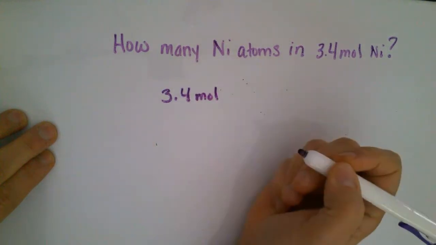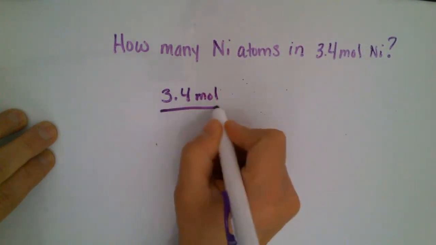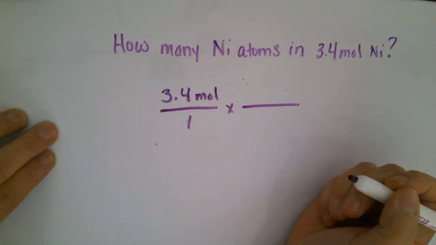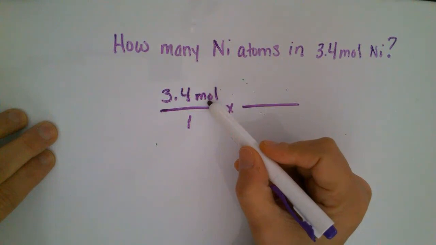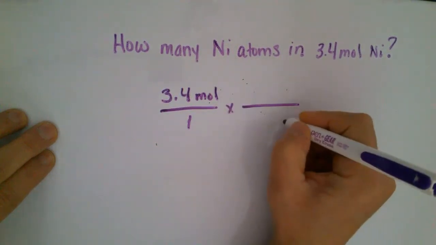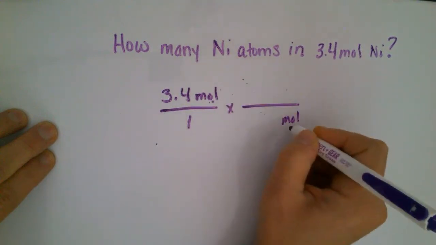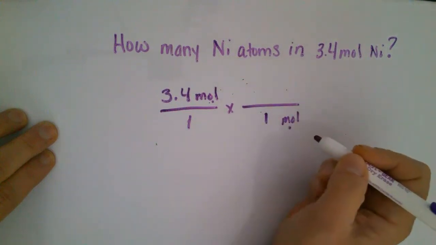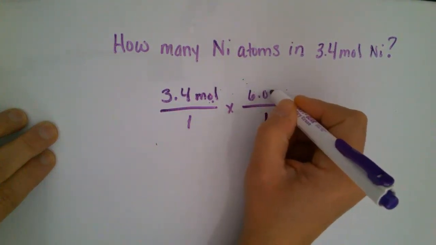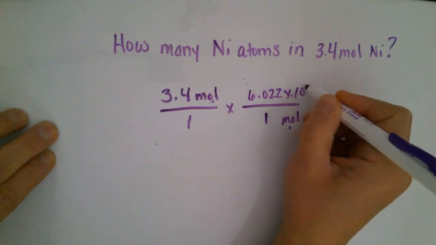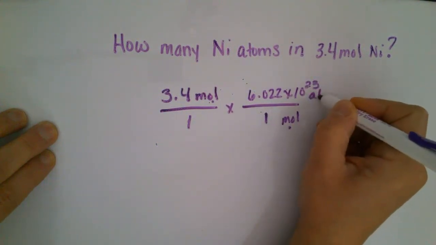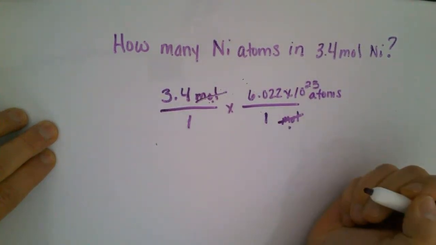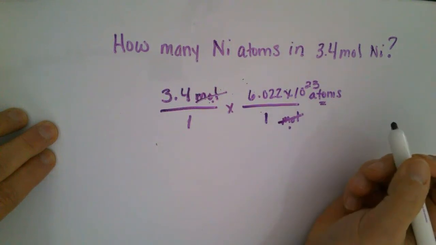So always start with what you have. We have 3.4 moles. I always put the 1 on the bottom just so that it's all in a fraction. And so we need to have moles down here in order for them to cancel. So we know, since moles is up here, we have to have moles down there. Well, we know that in 1 mole of nickel, there is 6.022 times 10 to the 23rd atoms. Okay, so moles would cancel. We are left with the only unit, which is atoms.